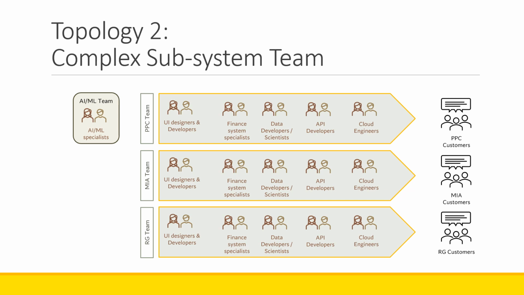Now, this AI/ML team will basically service all these 3 stream-aligned teams: PPC team, MI team, and RG team, for whatever their need would be in terms of maintaining and extending that complex model. The stream-aligned teams, though, are still working with their end users, so there's no change in that regard.